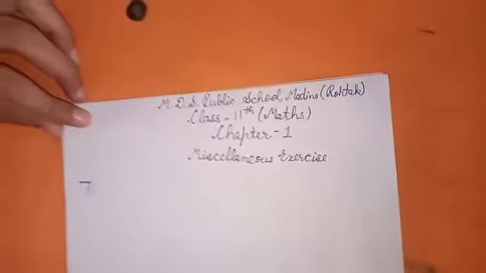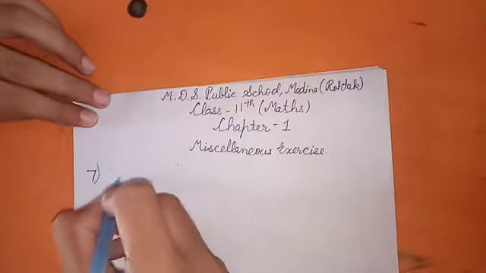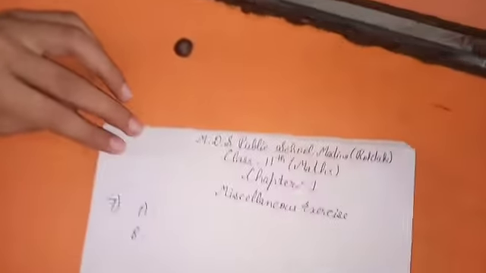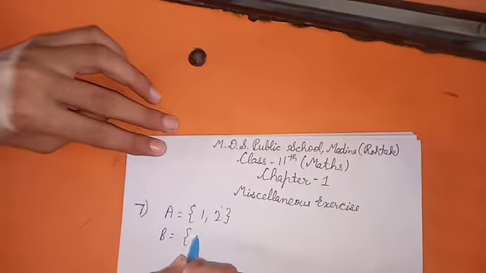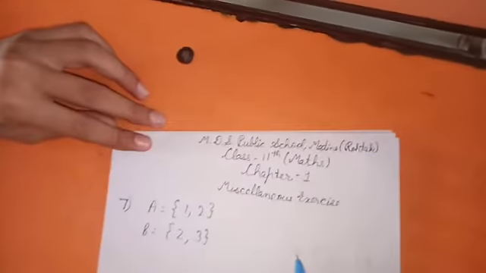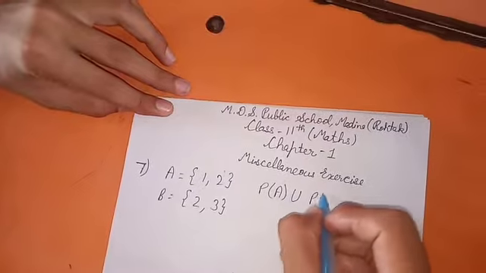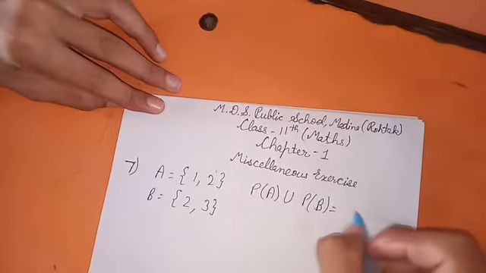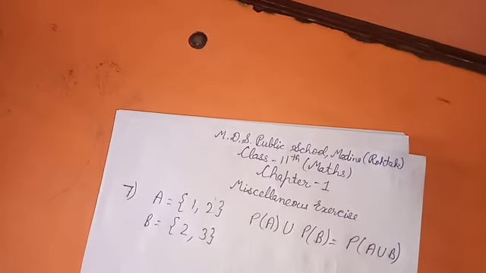Question number 7 is given: is it true that for any sets A and B? It means we are to assume two sets A and B. Okay, first of all let us assume our set A is {1, 2}, set B is {2, 3}. Then P of A union P of B. So what we have to find? P of A union P of B equal to P of A union B. Okay, this we have to check whether it is true or not.